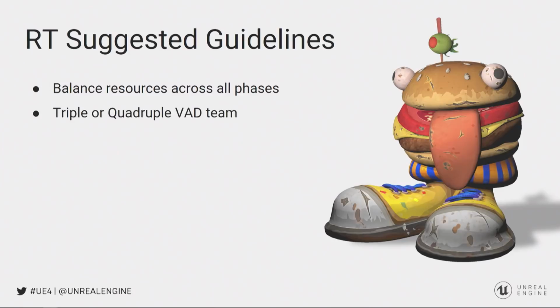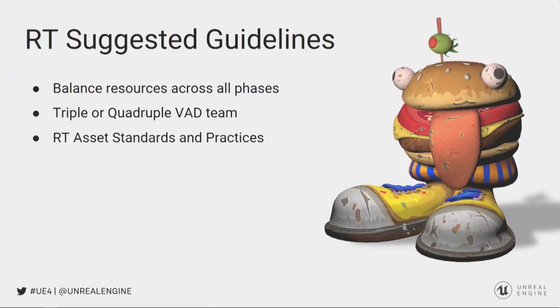Number two, you should be willing to triple or quadruple your pre-production resources for your virtual art department. And the thought about this is you should staff them with Unreal Engine specialists, shader experts, technical directors, and integration specialists. If you're waiting until production to do this, you're too late.